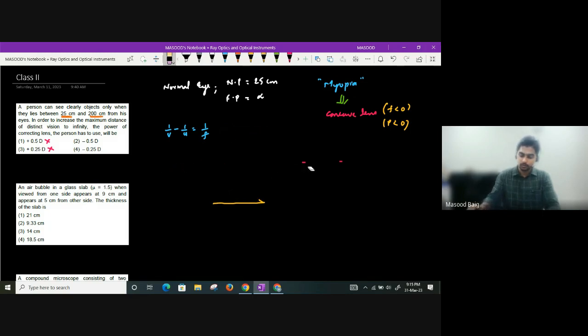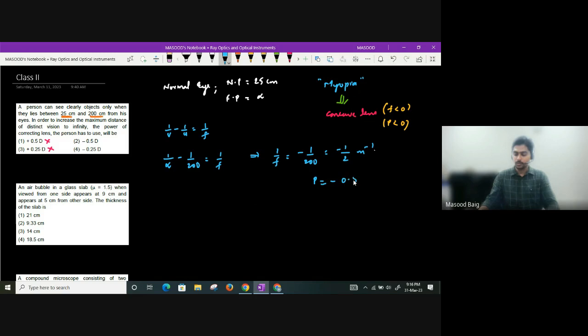So we got to know our final image should be formed at infinity. Object distance, you can take it as 200 centimeters. So we will directly get 1 by infinity minus (minus 200) is equal to 1 by f, which implies 1 by f value will be minus 1 by 200 centimeters. So I can write minus 1 by 2 meter inverse. So power will be minus 0.5 meter inverse, which is also given as minus 0.5 diopters.